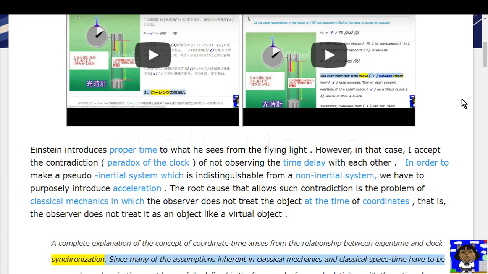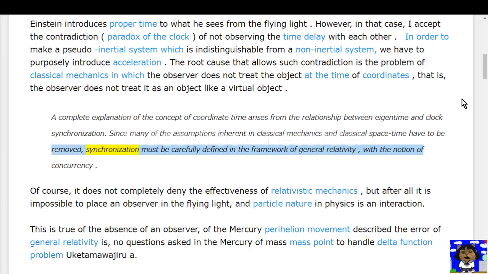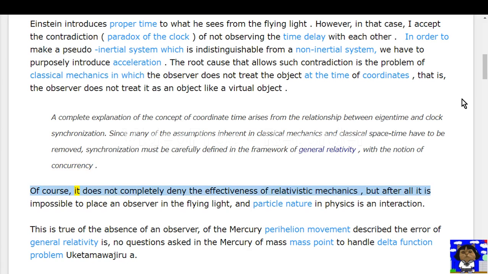synchronization. Since many of the assumptions inherent in classical mechanics and classical spacetime have to be removed, synchronization must be carefully defined in the framework of general relativity, with the notion of concurrency. Of course, it does not completely deny the effectiveness of relativistic mechanics, but after all it is impossible to place an observer in the flying light, and particle nature in physics is an interaction. This is true of the absence of an observer.